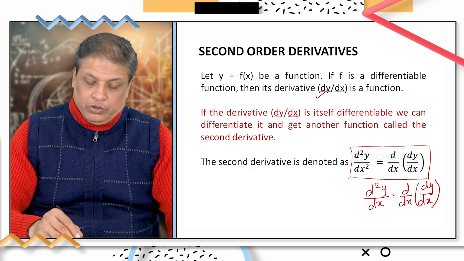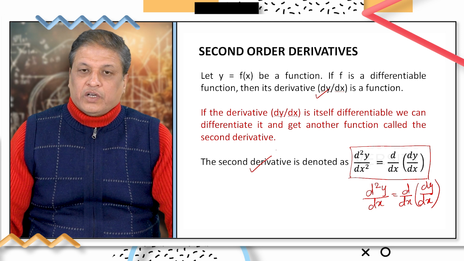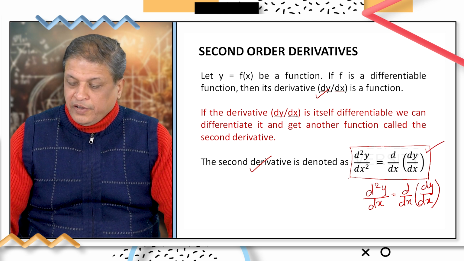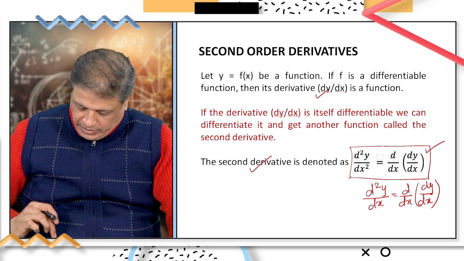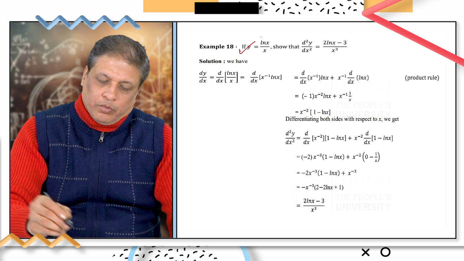We are not going into the details of the theoretical aspects. So far as the numerical aspects of this second order derivative are concerned, the d2y by dx square expression is d by dx of dy by dx. Let's apply this understanding to solve the numerical.